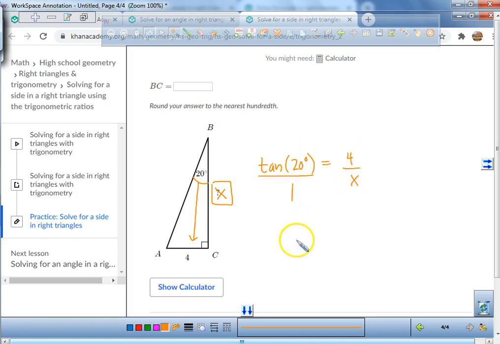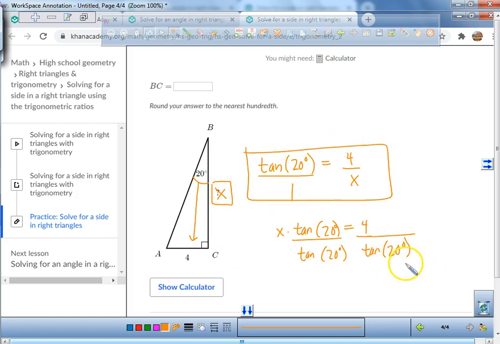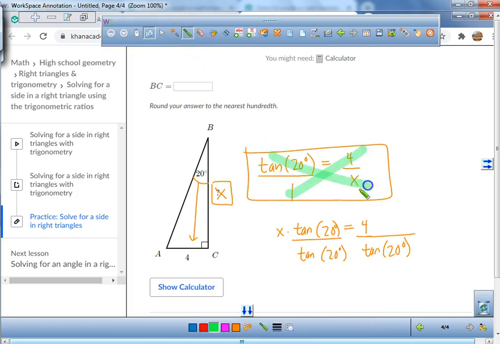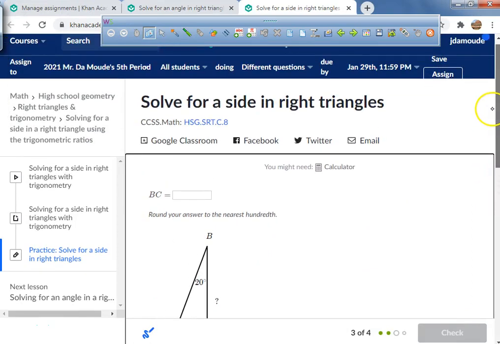So when I cross multiply, that's where you have to do that extra step. Okay, so this one you'd have to do x times the tangent of 20 equals 4, and then you'd have to divide both sides by the tangent of 20. So this one, I'm not going to go ahead and solve it, but this is one of the ones where you actually have to do that one extra step, because after cross multiplication, you have to end up dividing both sides. So this one is not too bad, it's just solving for a side.